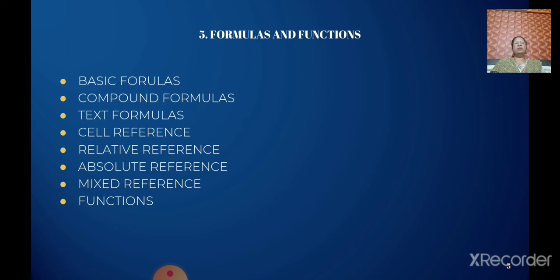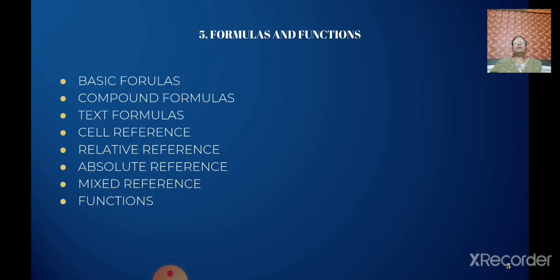Why? Because when you create a formula, references to cells or ranges are usually based on the position relative to the cell. When you copy or move the formula to other cells, the reference cell automatically gets changed. So when you copy or move the formulas, the reference cell automatically changes. That is known as relative reference.